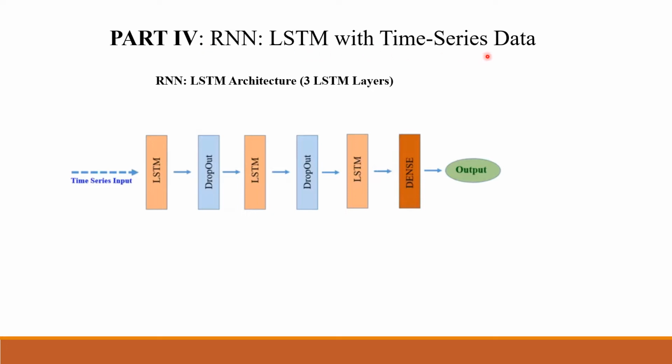So now in this step, I'll discuss part 4, and that is the RNN, LSTM with time series data. Before I begin the coding steps, I will show you the LSTM architecture that will be used. It's going to have 3 LSTM layers, and this is the architecture. We can see here we have 1, 2, 3 LSTM layers, 2 dropouts, and 1 dense layer. This just shows an overview of the architecture.